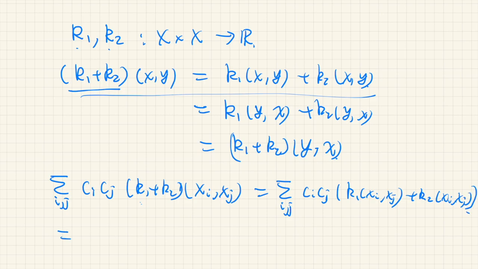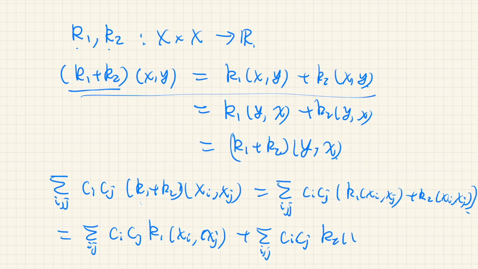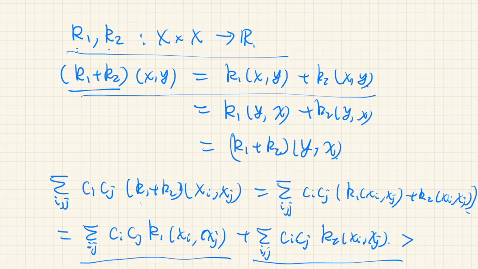So if we expand this, we have the sum over i, j of ci cj k1(xi, xj) plus the sum over i, j of ci cj k2(xi, xj). But by assumption, k1 and k2 are positive semi-definite. So this is always non-negative, and this is always non-negative. Therefore, their sum is also non-negative. Therefore, k1 plus k2 is also positive semi-definite, and it is a kernel function.